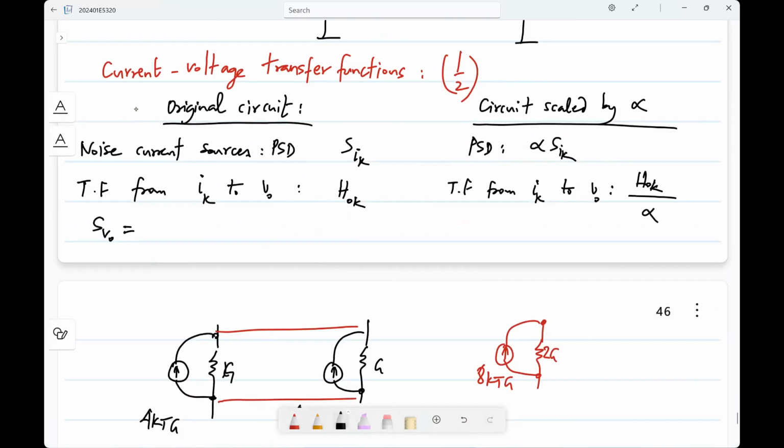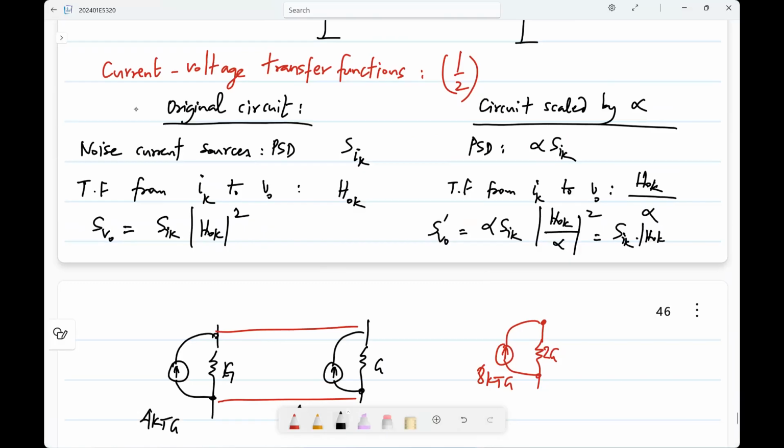SVO, the output spectral density of the output voltage because of this particular noise source. What will it be? SIK. And here also it will be the spectral density of the noise current source, which is alpha SIK times mod HOK by alpha square, which is SIK times mod HOK square times 1 by alpha. Okay. Is this clear? I showed it with, I mean, you can go back to the RC filter case.